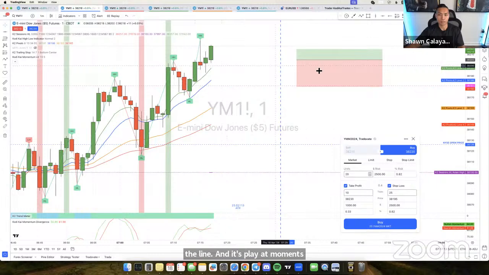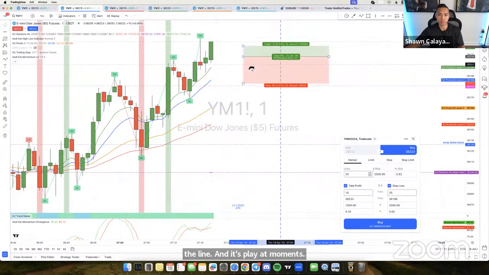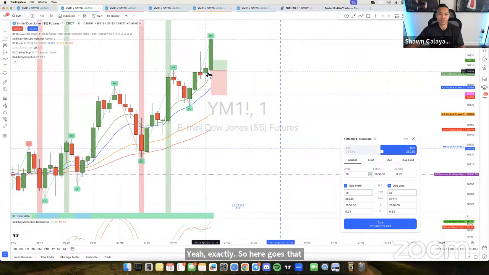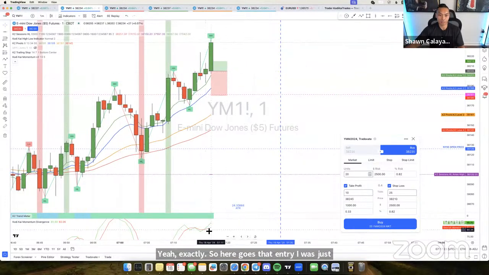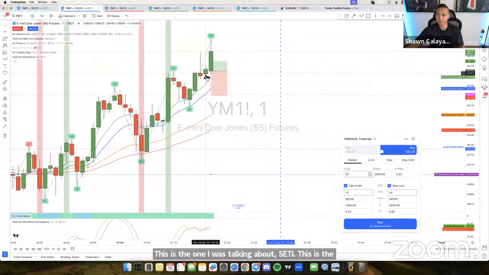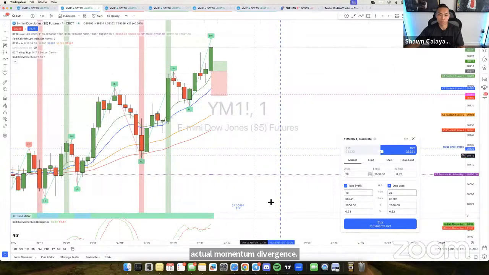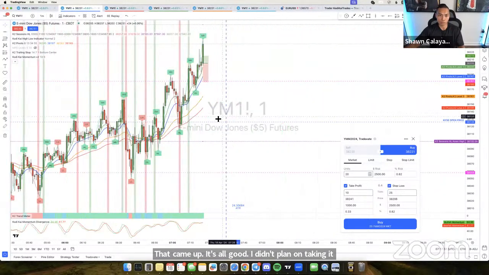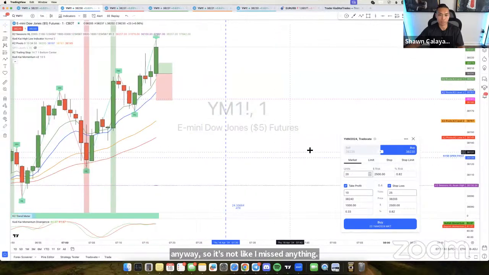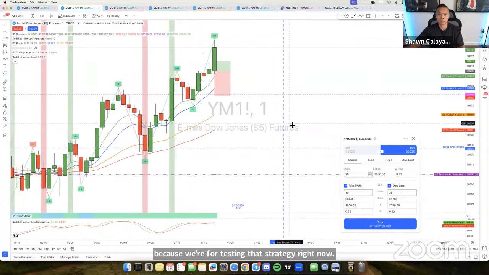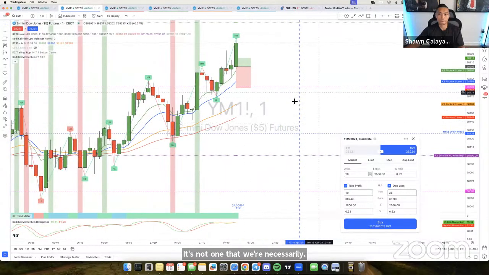Yeah, exactly. So here goes that entry I was just telling you guys about. So this is the momentum. Damn, I should have taken that entry. That entry that looked pretty good. The entry right here was the momentum divergence. So see right there how it crossed over? This is the one I was talking about, Sadie. This is the actual momentum divergence that came up. It's all good. I didn't plan on taking it anyway, so it's not like I missed anything. I just wanted to follow it to see how it played through because we're forward testing that strategy right now. It's not one that we're necessarily looking to take just yet.